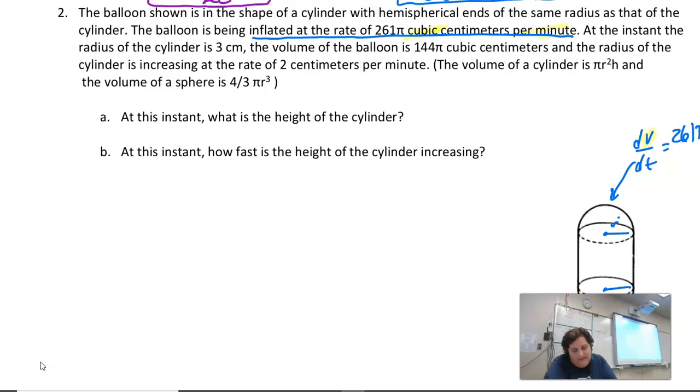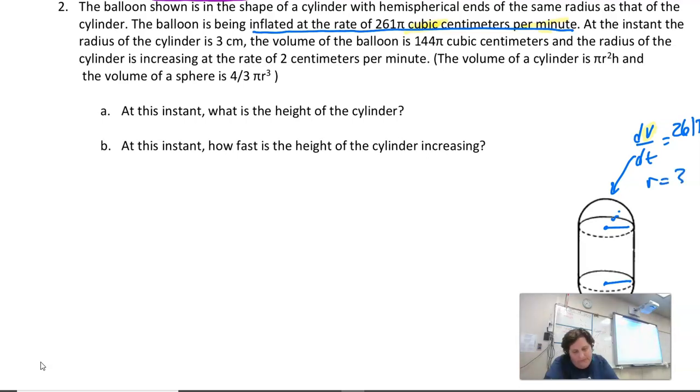Okay, at the instant, the radius of the cylinder is 3. Radius is 3. The volume of the balloon is 144 pi cubic centimeters. So it's not per anything, it's just the volume. And the radius is increasing at the rate of 2 centimeters per minute. So dr dt is 2. At that instant, what is the height of the cylinder?